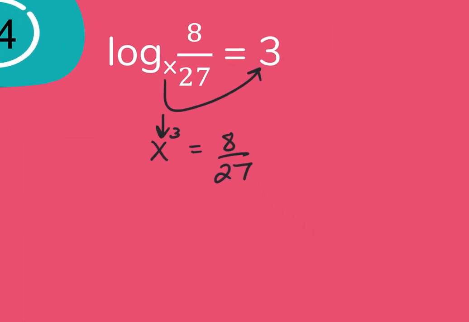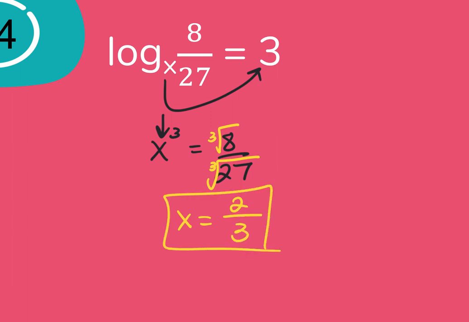So I could find it by reversing it. I could cube root the 8 and I could cube root the 27. What's the cube root of 8? 2. And what's the cube root of 27? 3. And 2 to the third would give you 8, and 3 to the third would give you 27.